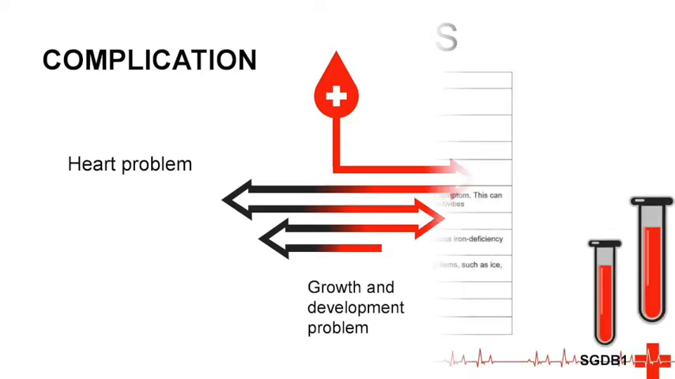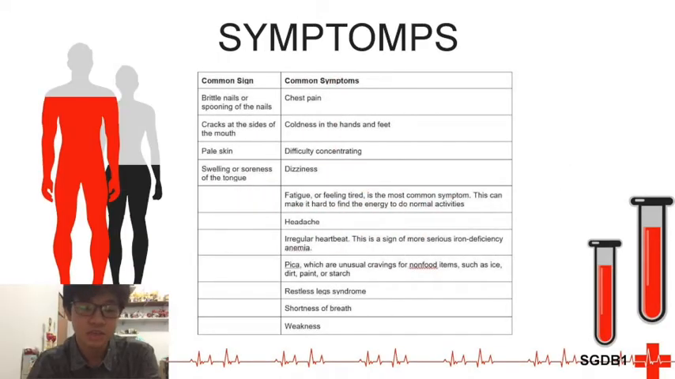Thank you. Hello everyone, my name is Jatimotel Kurnia, number 006. Now I'm going to explain about the signs and symptoms of iron deficiency anemia. The signs consist of brittle nails or spooning of the nails, cracks at the side of the mouth, pale skin, and swelling or soreness of the tongue.